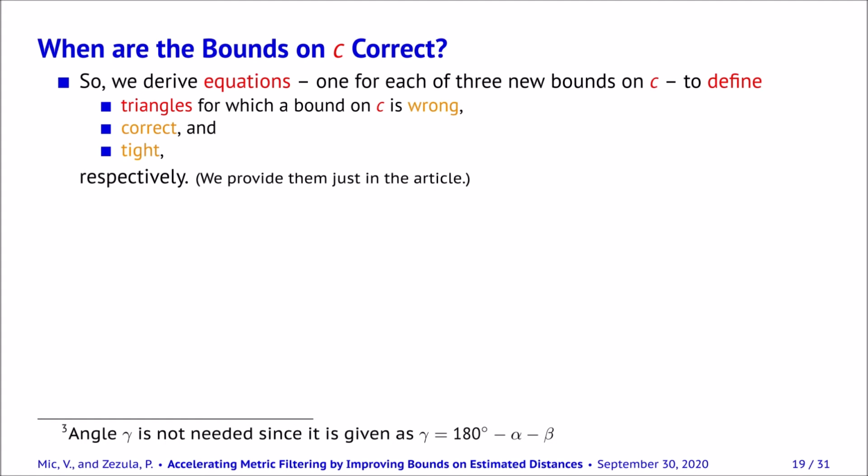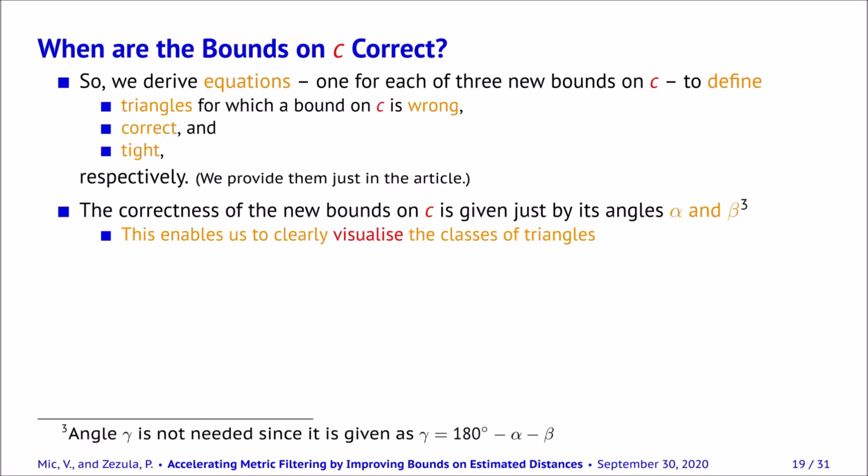These features lead to a question: when are the newly derived bounds on C correct and when are they not? We properly define three functions in the article, one per each bound on C. These functions define triangles for which the newly described bound on C is correct, wrong, and tight, respectively. The correctness of all new bounds on C is given just by the angles alpha and beta, which enables us to visualize the classes of triangles.